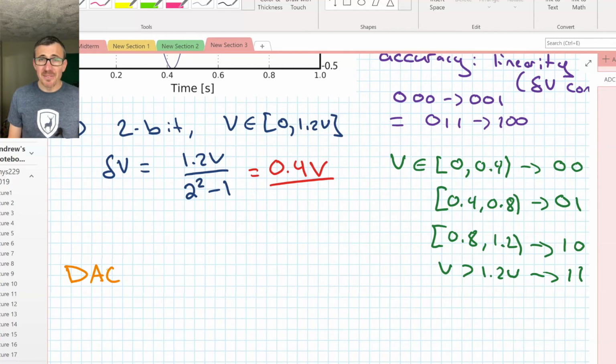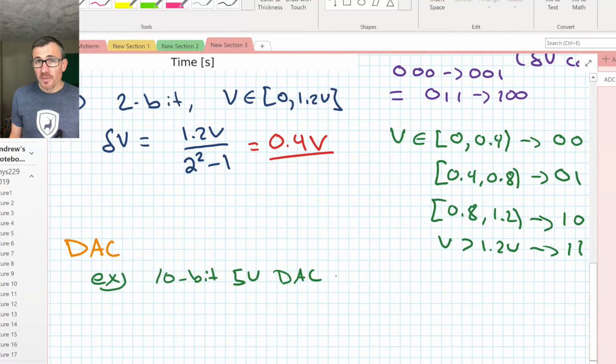Now DACs have the same kind of specs that we were worried about as ADCs: resolution, range, accuracy. But now the precision is more well defined. There's no 1.2 versus 1.6. It's really the step size, the difference between the voltage that I get if I command 000 versus 001. So for example, let's look at an example here. If I have a 10-bit 5-volt DAC, first of all, what's the resolution?